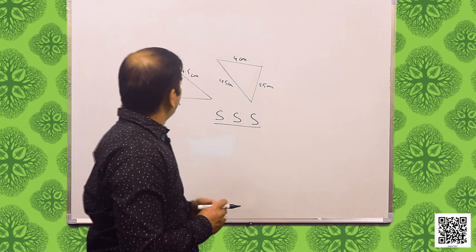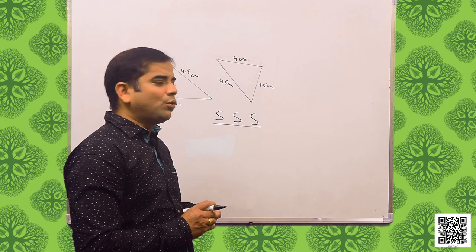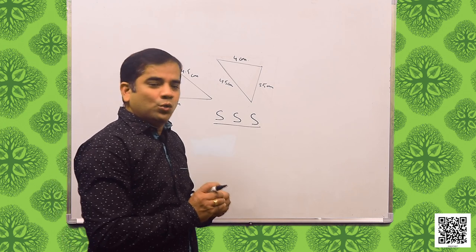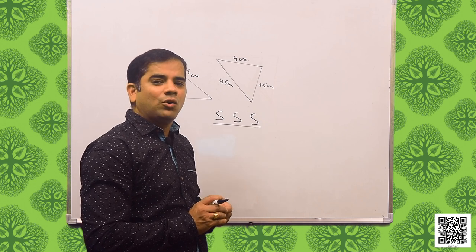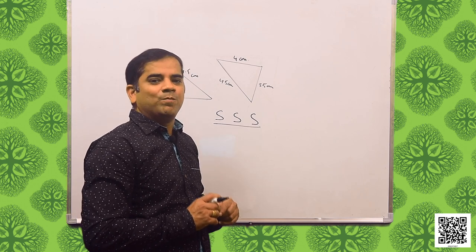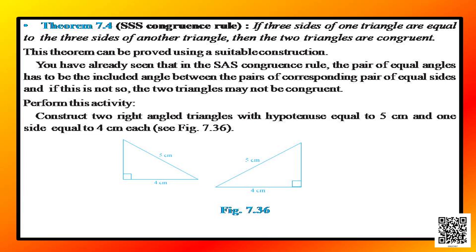We can say that two triangles are congruent when the corresponding sides are equal to each other. All the corresponding sides. It can't be true if the corresponding sides are not equal. So, that gives us another rule for congruency. What does theorem 7.4 say? That is the SSS congruence rule. If three sides of one triangle are equal to the three sides of another triangle, then the two triangles are congruent. This theorem can be proved using a suitable construction.